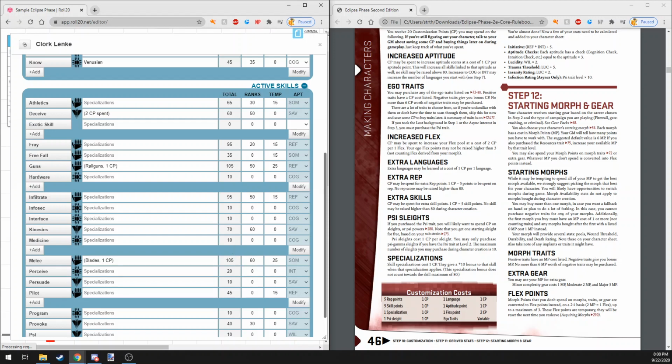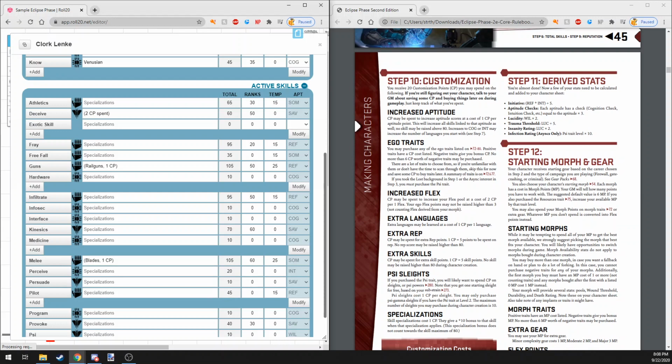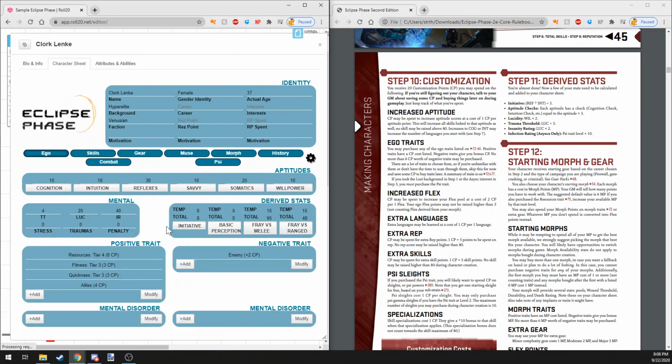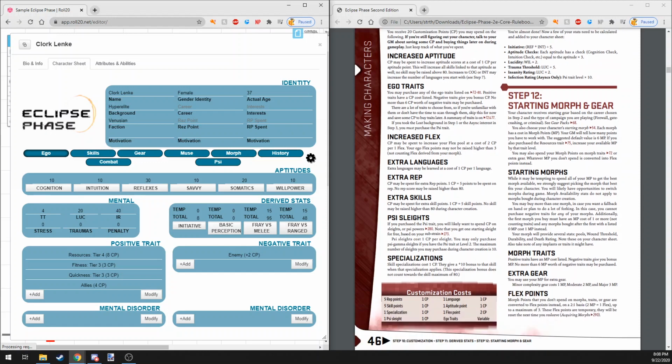Alright, and so next are your derived stats. Because I'm using a Roll20 character sheet, it's all done automatically for me, so it's easy. It's all right there. I'm not really going to cover it. But after that, we get to choose my starting morph and gear.